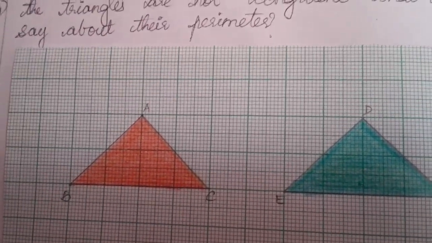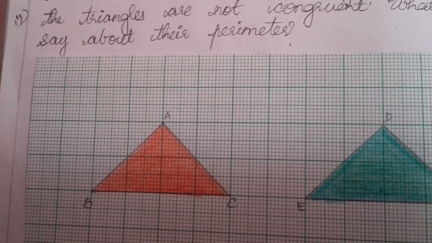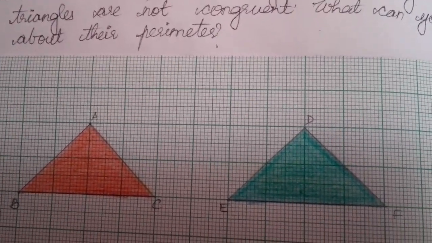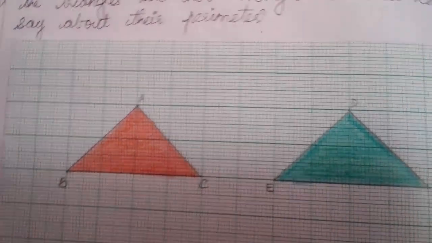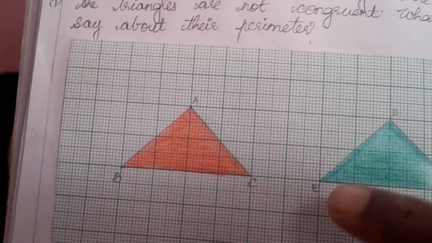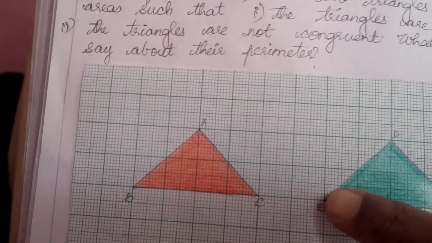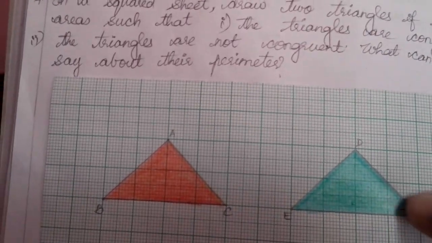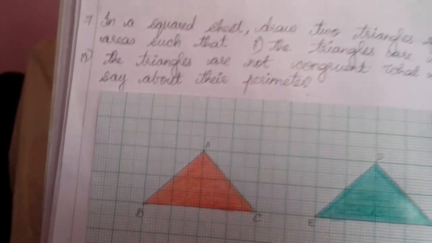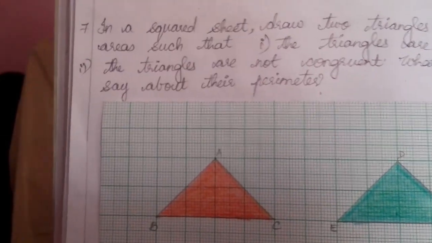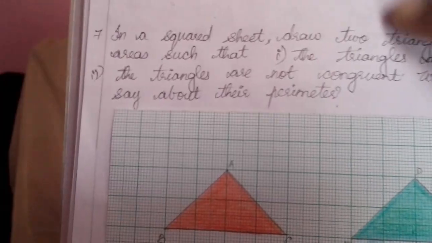So a graph paper is taken and then ABC is one triangle which is drawn, and then DEF is another triangle which is drawn. Here you can see that you count how many squares are full squares and how many half squares are there, and draw both the triangles and color the triangles on the graph paper.